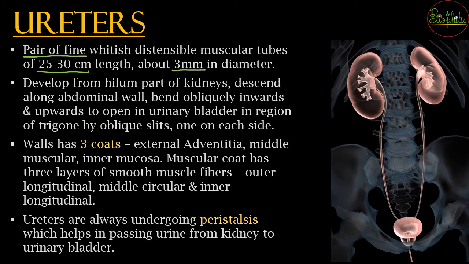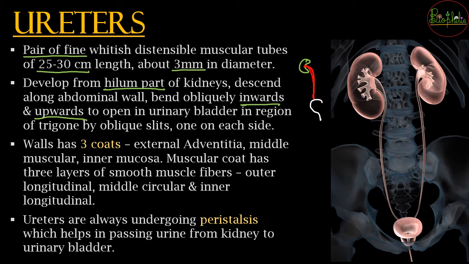Once it starts from the hilum of the kidneys, it goes down entirely into the abdominal walls. It will bend obliquely inwards and also go upwards to open into the urinary bladder. So it starts from the kidneys, and these ureters finally settle into the bladder. So this is just one side of it, right?